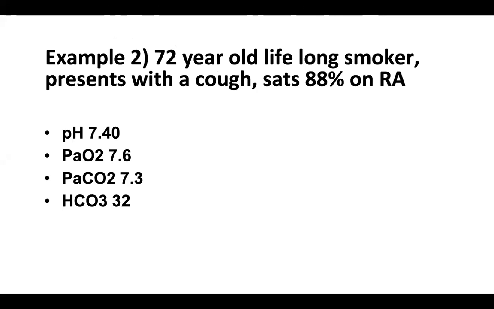Perfect. Okay, so example 2. We've got a 72-year-old lifelong smoker, presents with a cough, and their saturations are 88% on room air. So pH is 7.4. Is that acidotic, alkalotic, or normal? The PaO2 is 7.6, the PaCO2 is 7.3, and their bicarb is 32. Someone said metabolic alkalosis, but forgot the normal value. The normal value of pH is between 7.35 and 7.45. So let's comment on the pH first.